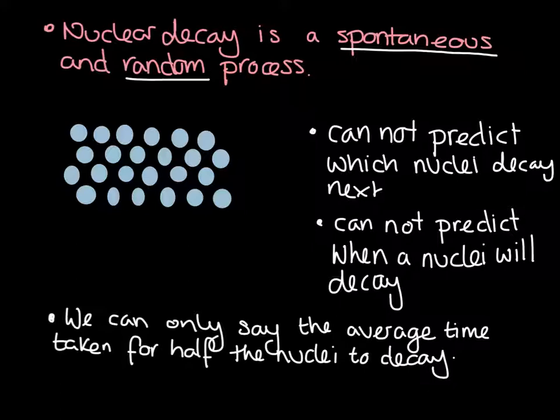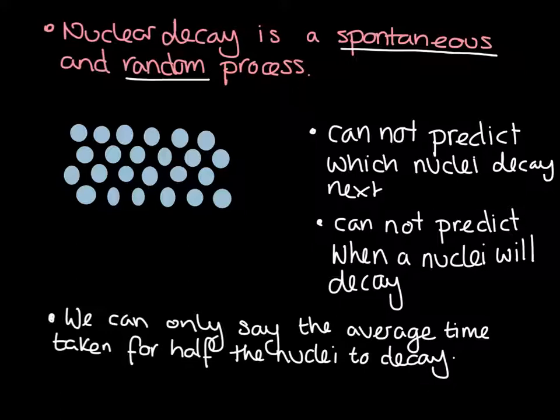Now, we have to remember that nuclear decay is a spontaneous and random process. So if you imagine we've got some nuclei of a radioactive isotope here, in this group of nuclei we cannot predict which nuclei will decay next. It could be this one, or this one, or this one. We have no way of predicting which nuclei will decay next. We cannot predict when a nuclei will decay. So if we look at just this nuclei here, I've got no way of saying whether that nuclei will decay in the next minute or in the next 1,000 years.